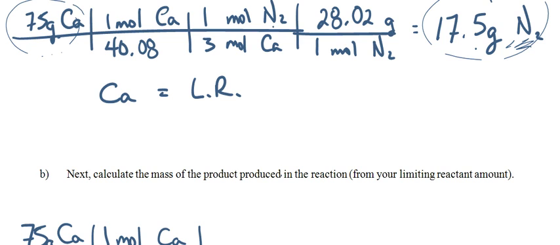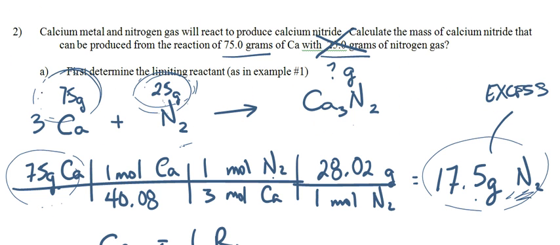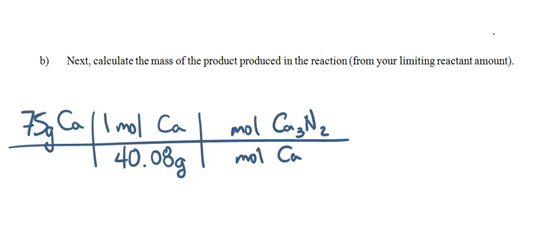Okay, we're going to use our mole ratio. So we want to get rid of the moles of calcium, and we're looking for moles of calcium nitride. So from my balanced equation, we have 3 moles of calcium and 1 mole of calcium nitride. So a 1 and a 3 go there.